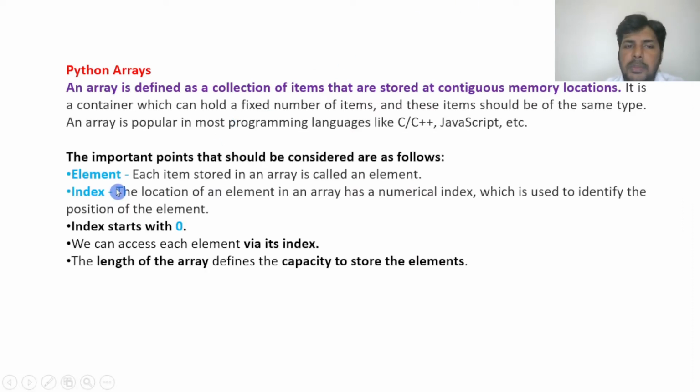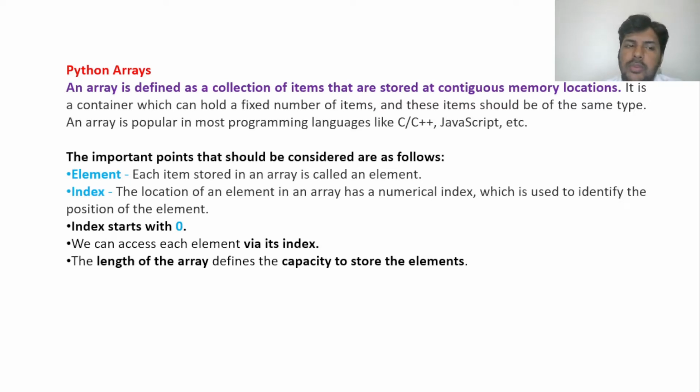Let us see some of the important points in an array. First one is element. An element is nothing but an item. Each item stored in the array is called an element.